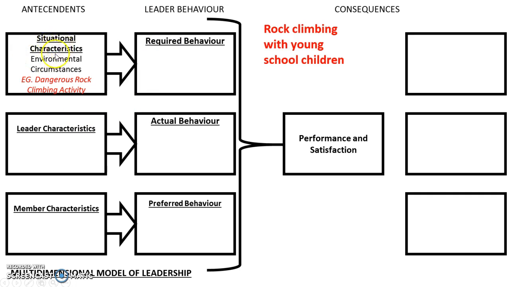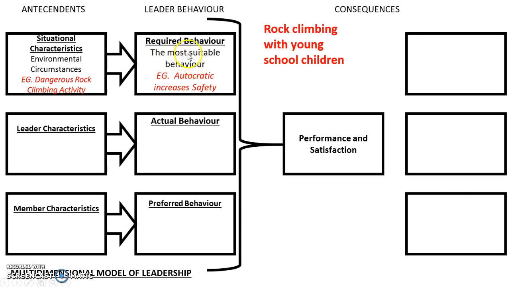Situational characteristics then, how do we translate that? They basically refer to the environmental circumstances that the leader finds himself in. So for example, they're leading a dangerous rock climbing activity. So that is the key example. I've given you an example there, but you've got to point it out on there. You've got to explain an example for each section. Now, if you're in a dangerous rock climbing activity, this will directly impact the required behaviour, and this is the most suitable behaviour that the leader should use.